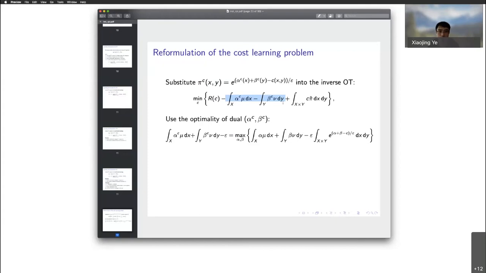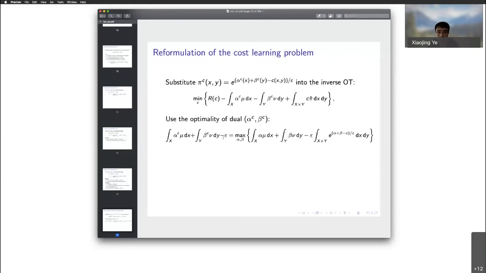The reason I'm saying that is, remember that this part is the dual problem. Given the cost C, you can solve for alpha and beta by this. But once you solve for alpha and beta, you have this term right here, and for the optimal alpha and beta, this term is exactly pi c. You're taking the integral of pi c, which is a probability distribution, and what you end up with is that this integral is equal to 1. And when it is equal to 1, the last term is just minus epsilon.